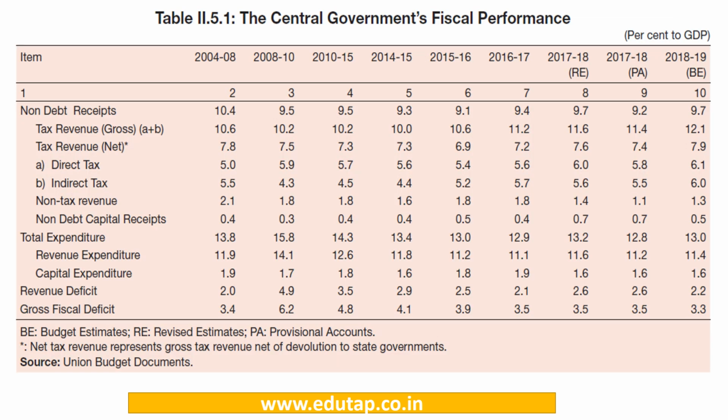So this is about the fiscal performance of the central government. You can see the different receipts and the different components of the expenditures of the government. And if you look at the gross fiscal deficit as a percentage of GDP, the revised estimates show around 3.5%, and for the budget 2018-19 this is expected to be around 3.3%.